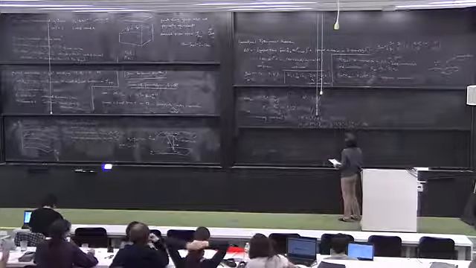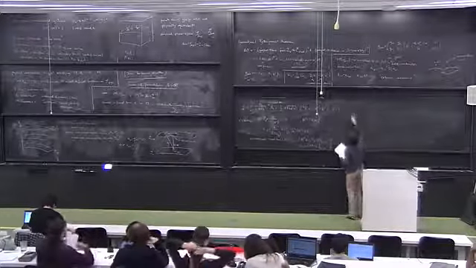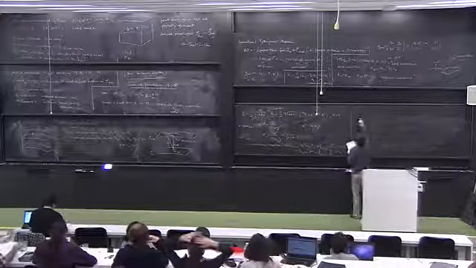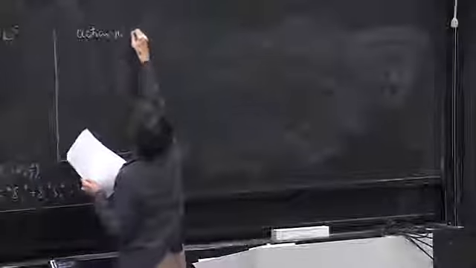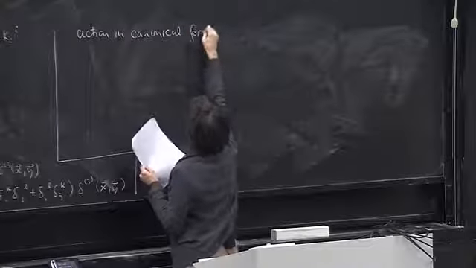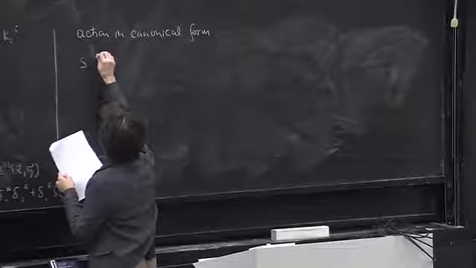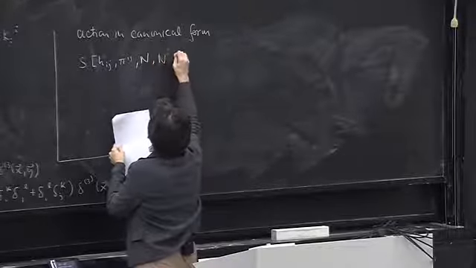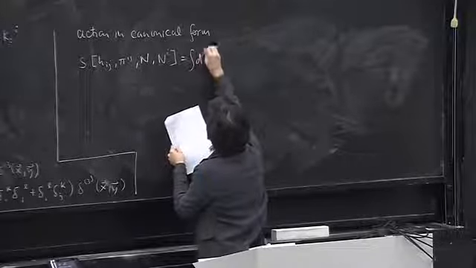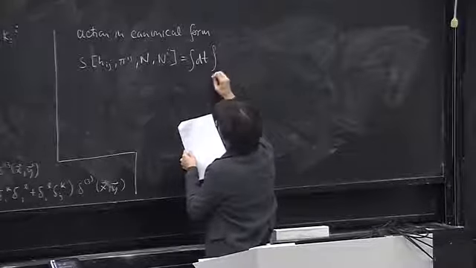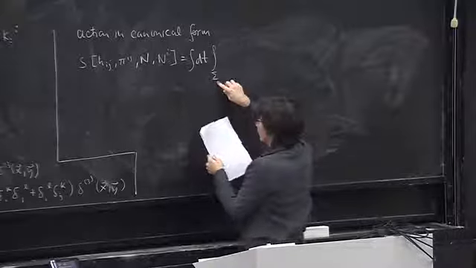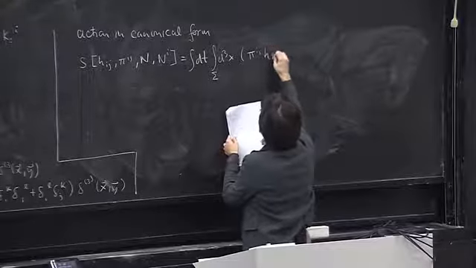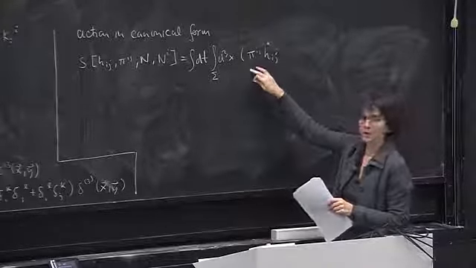And finally, now, what is the action in canonical form as a function of these? In canonical form, using already my Q's and P's here, it depends on h_ij, π^ij, N, and N^i. Now, I make a 3+1 split, integration dt, and I split off from this an integration over my sigmas, d^3x, of π^ij ḣ_ij.